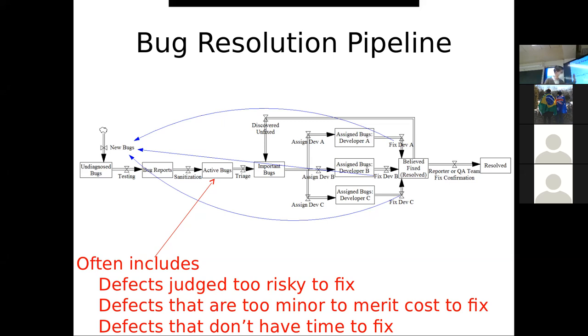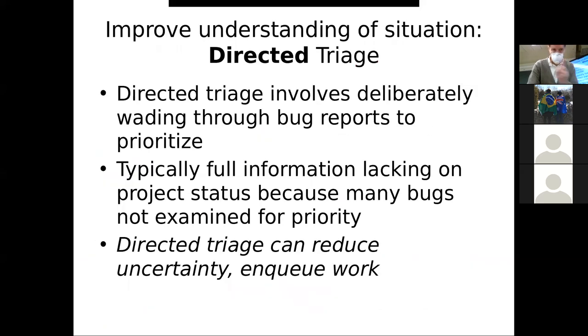And so directed triage involves wading through that to figure out how bad is the situation, where are the priority bugs, where are the things we can let slip? What's old, what's new, and sorting through that. So directed triage is an information gathering process to support then triaging which get fixed and which do not. And it can reduce uncertainty and allow work to be enqueued with greater confidence. In the span of a day, by wading through this, at the end of the day, you could have a much better sense: are we in pretty good shape quality-wise, or is this thing so creaky that no new development can be done now?